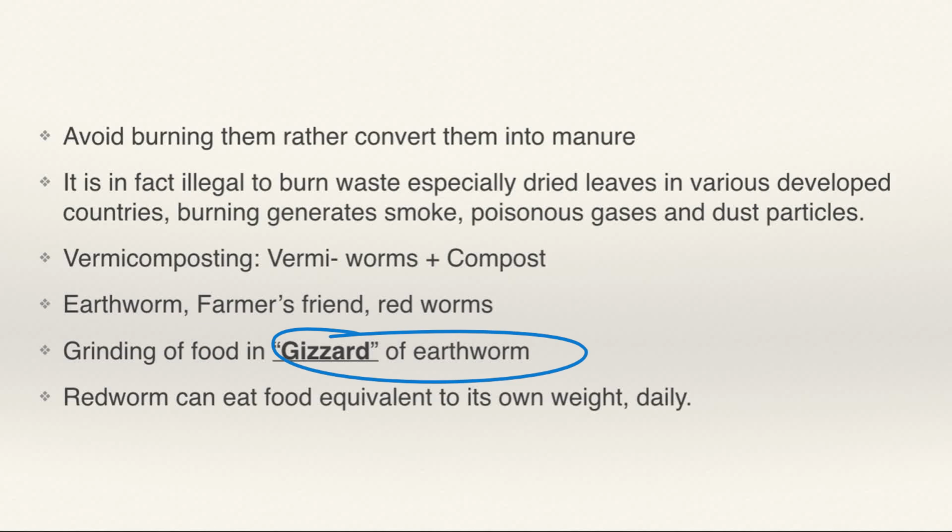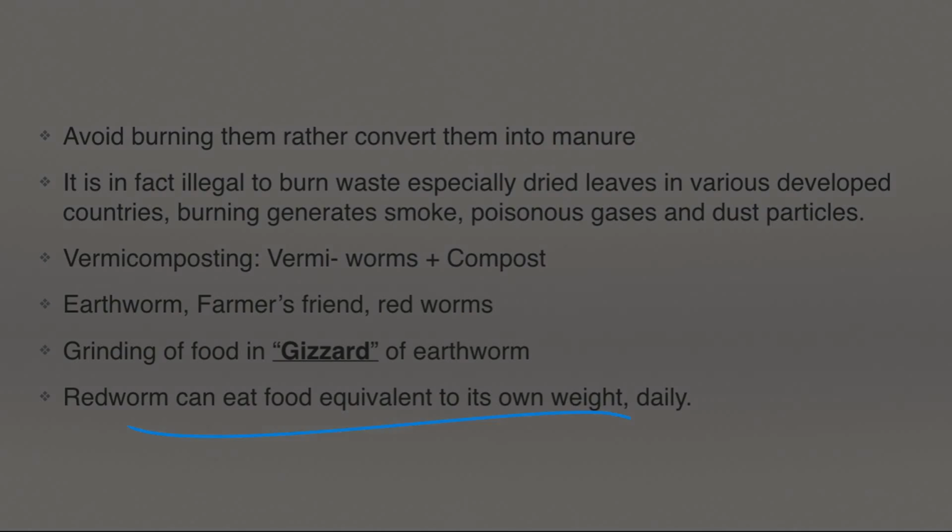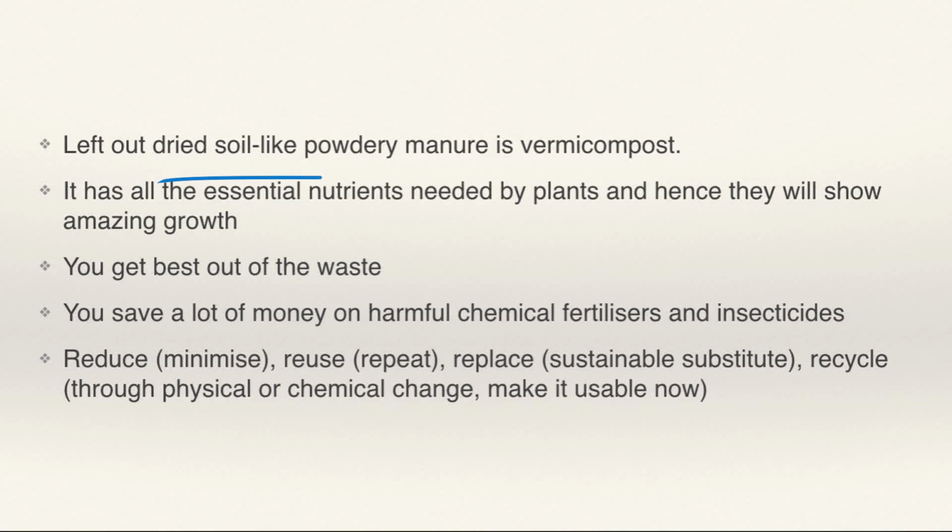Now a redworm can eat equivalent to its own weight daily, and whatever waste comes out, it acts as an organic manure. Now the left out dried soil-like powdery manure is called vermicompost, as I've already spoken, and it is very good for the growth of the plants. It has all the essential nutrients and they will show amazing growth in this, and basically you get the best out of the waste. And also we save a lot of money on harmful chemicals which otherwise would have caused cancers, etc. So you don't need chemical fertilizer and insecticide.